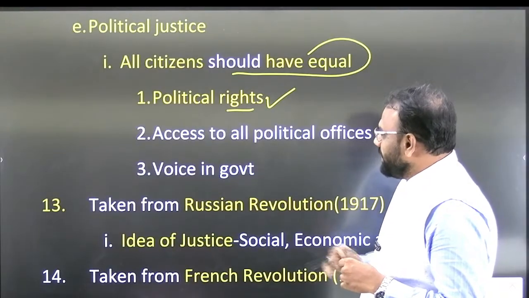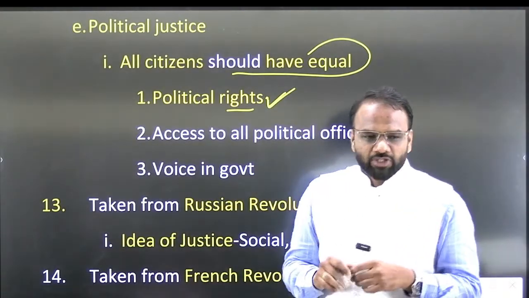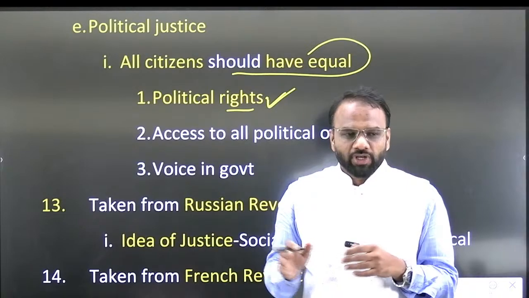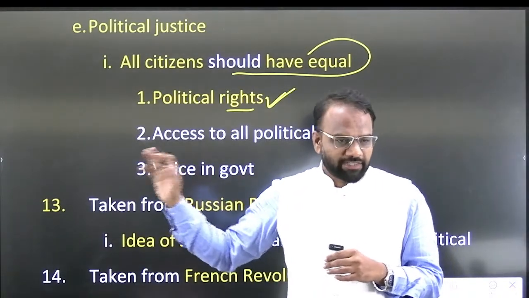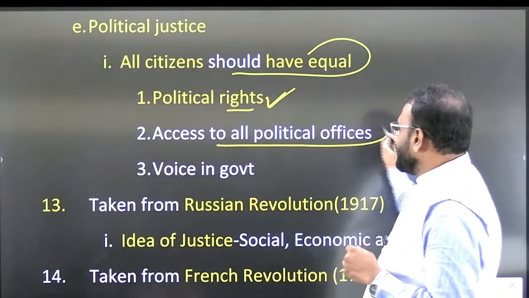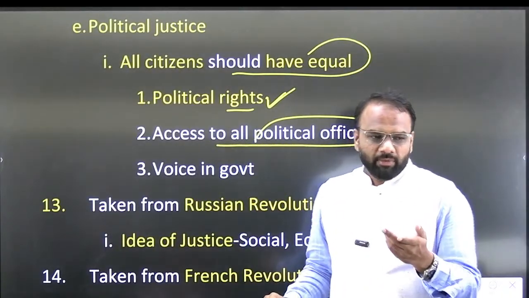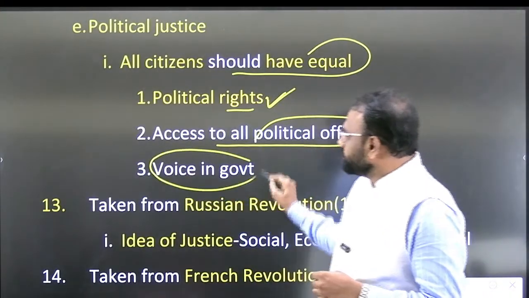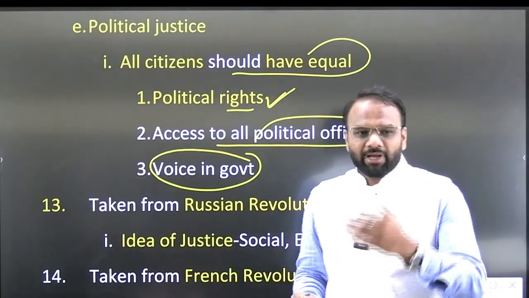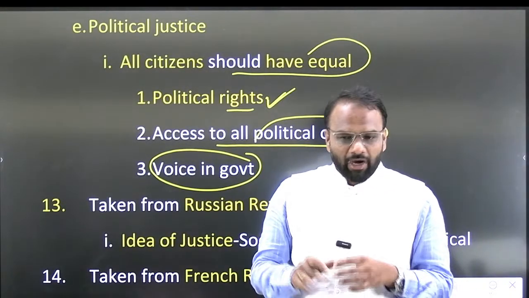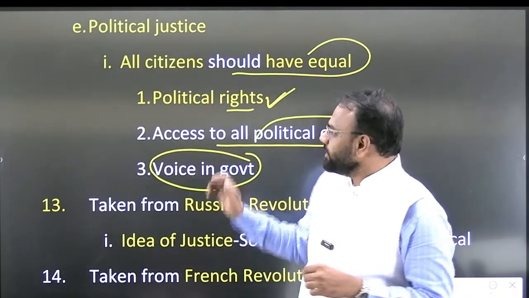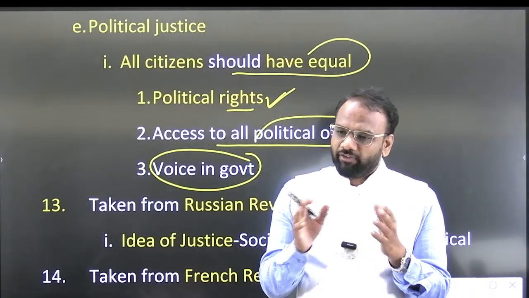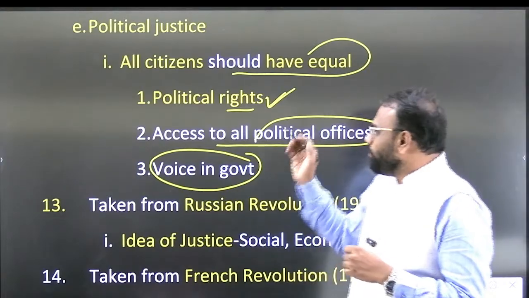When we say political rights, do all citizens in this country have the right to vote, or is there discrimination based on caste, religion or something else? No. So in India we have also provided political justice. Access to all political offices: anyone can become PM, anyone can become president, because all these are political offices. Voice in government: if a person becomes a member of Lok Sabha, then our people's voice will be heard in Lok Sabha. Hence political justice means giving facilities to different sections of society in different fields of politics.